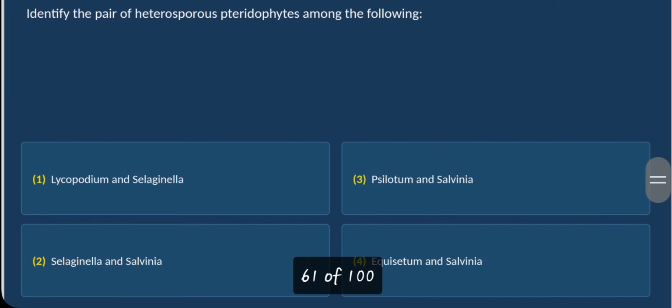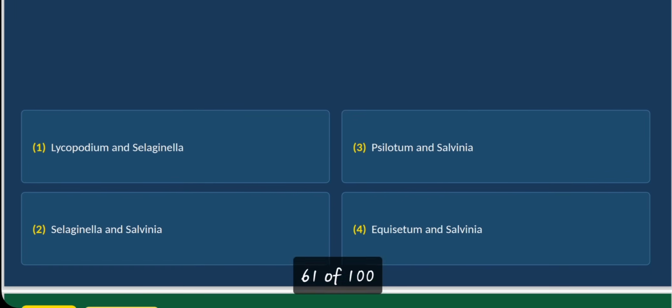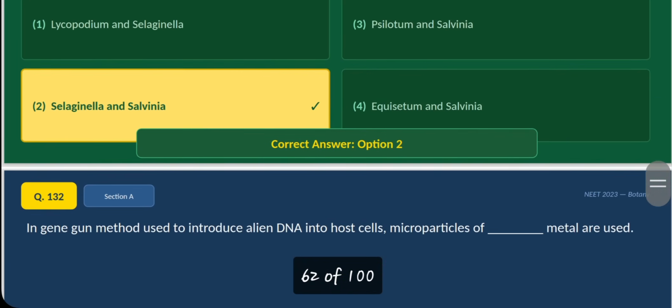Identify the pair of heterosporous pteridophytes among the following: Lycopodium and Selaginella, Equisetum and Salvinia, Selaginella and Salvinia. Which exhibits heterosporous pteridophytes? Second option, Selaginella and Salvinia, is the correct answer. Yes, you can remember it as such.